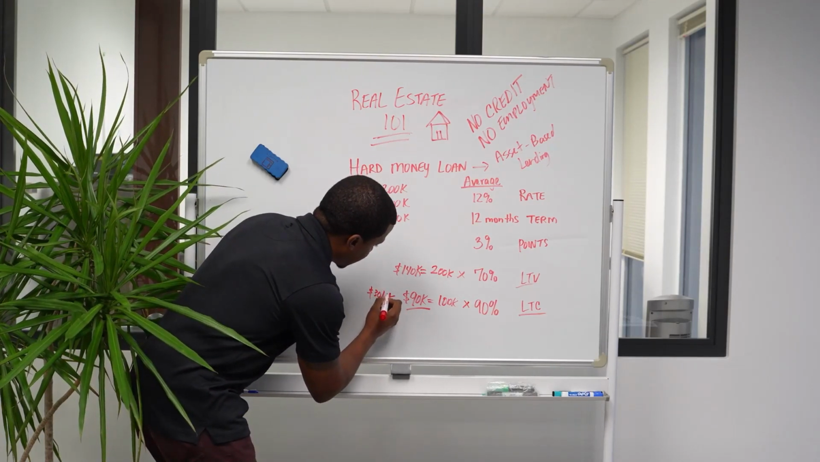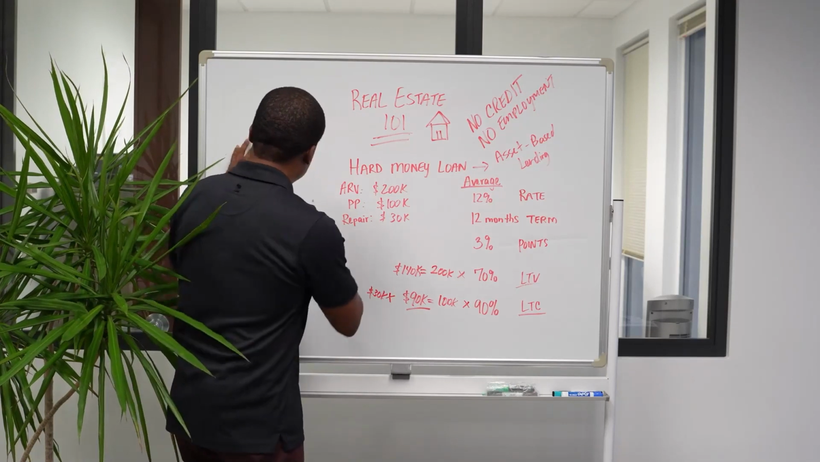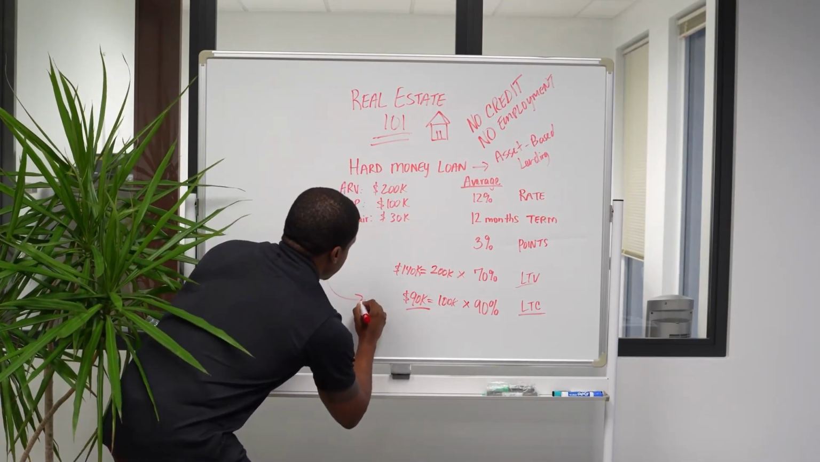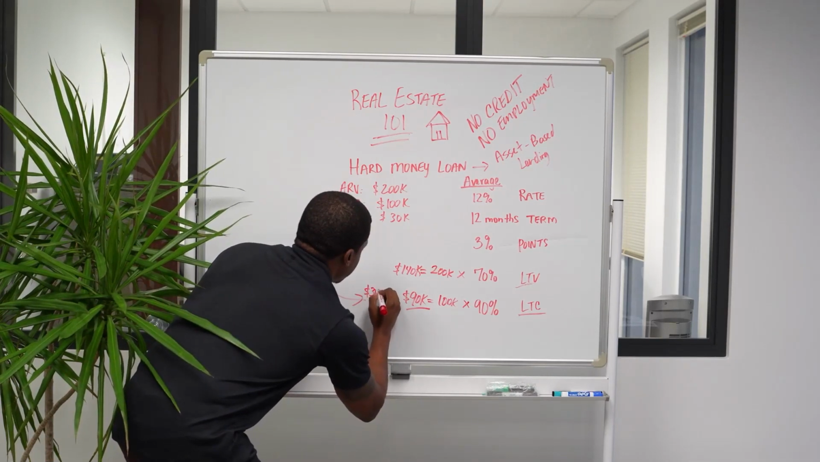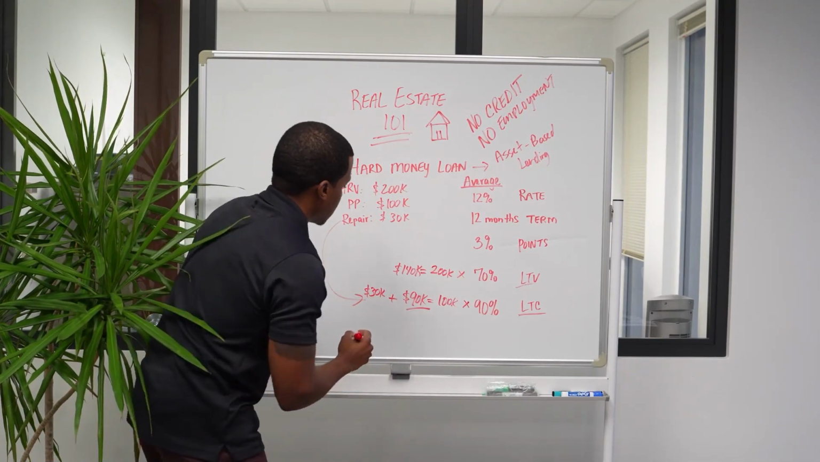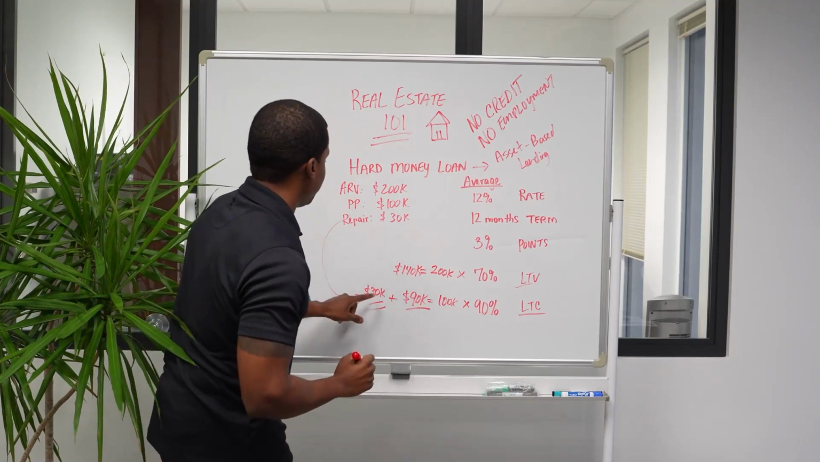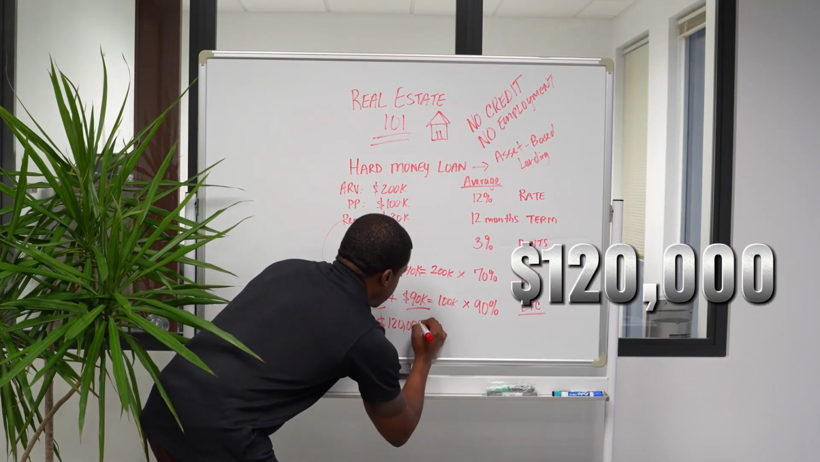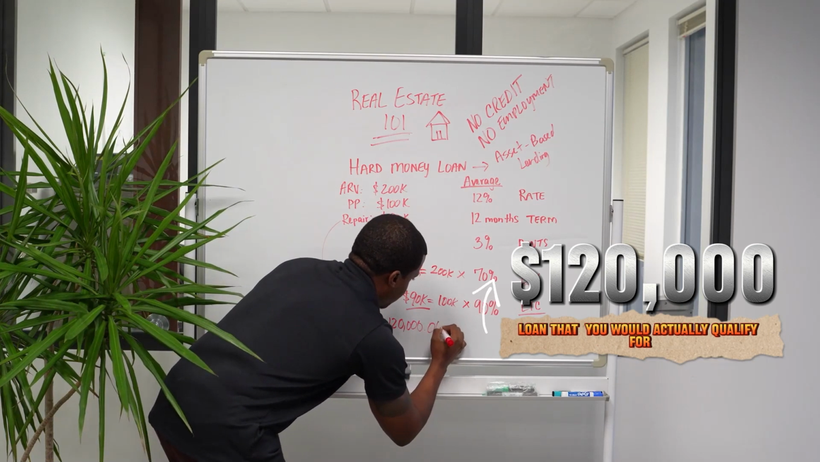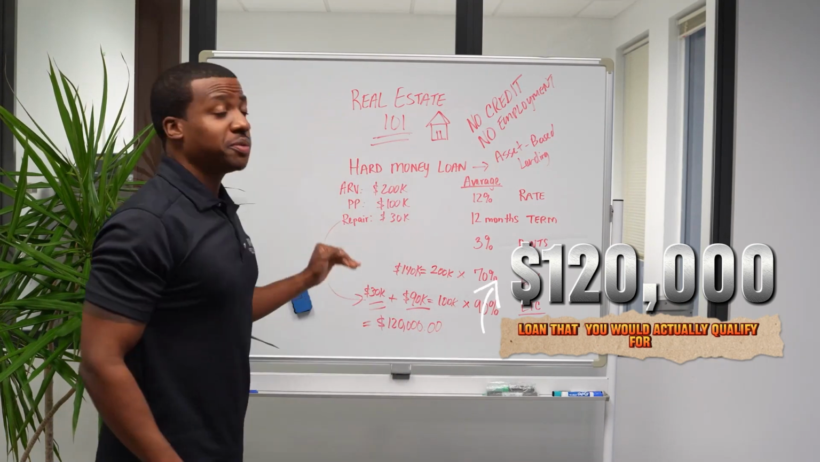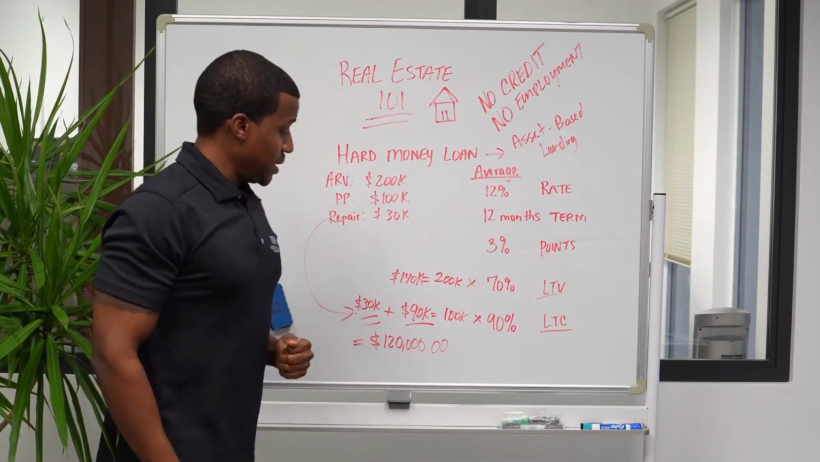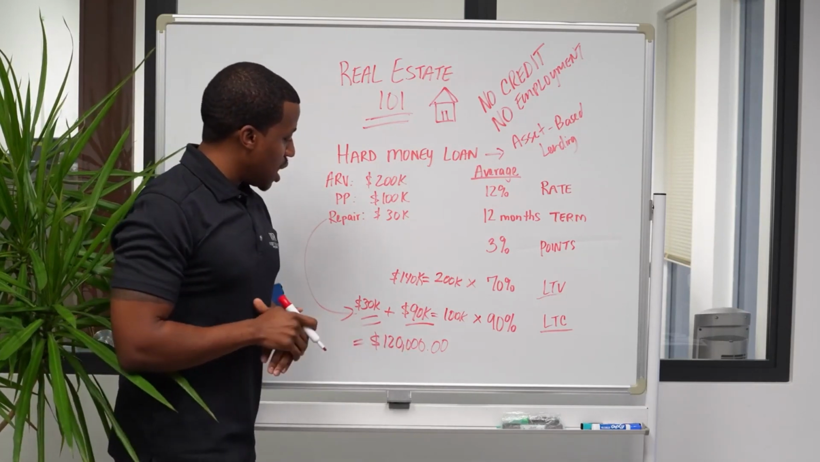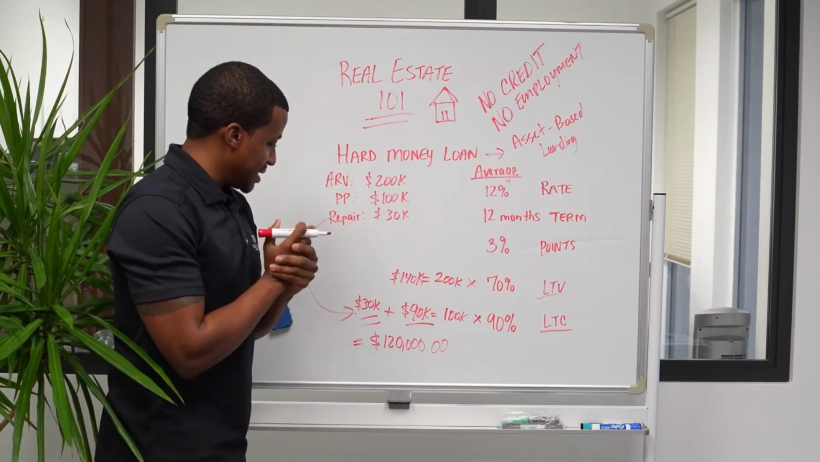So that's 30K. So 90K, let me clean this up a little bit so you guys can see this a little bit better. Our repair budget is going to come down here. So our repairs are $30,000 plus the $90,000 loan that we're going to get, so 90 plus 30K equals $120,000, okay? So this is the loan that you would actually qualify for on this property. That's how it's calculated for hard money loans. So in this example, you're going to get $120,000 in financing for this property.